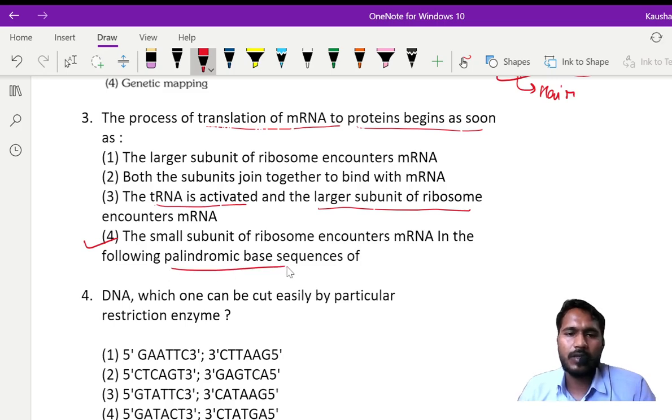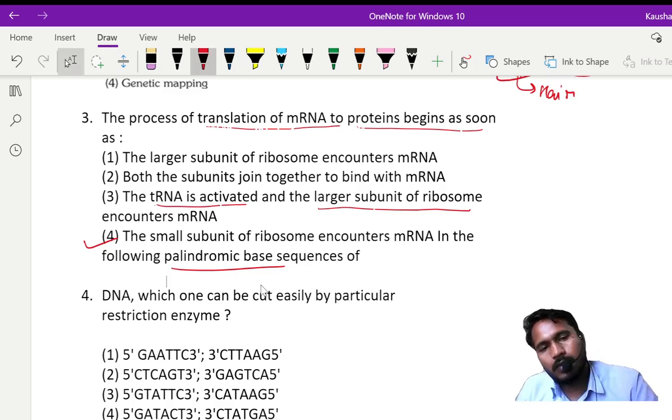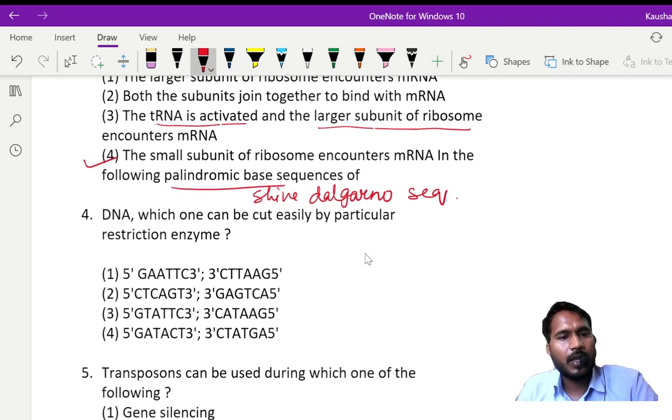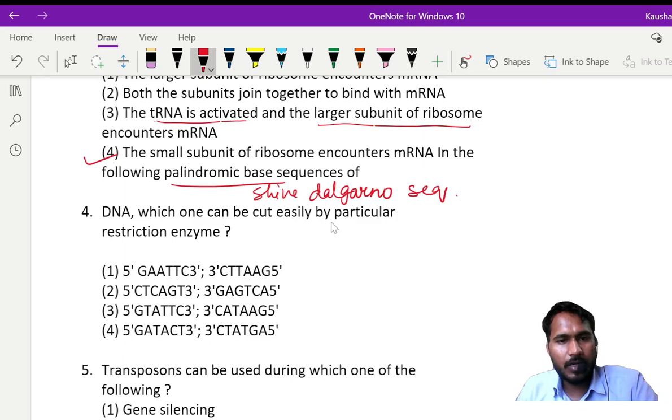Where will it bind? What is this called? It is called the Shine-Dalgarno sequence. DNA, which one of them can be cut easily by a particular restriction enzyme.